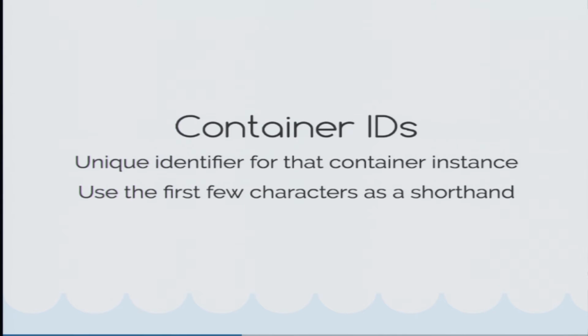This is called a container ID. It's a unique identifier for that container instance on your system. It is unique across the entire world. And well, the thing is, you don't need to use all of those characters. You only need to know the first few, which are unique on your system. In the last 2 years I've been using Docker, I've only had a collision once. And I had to use 4 characters.